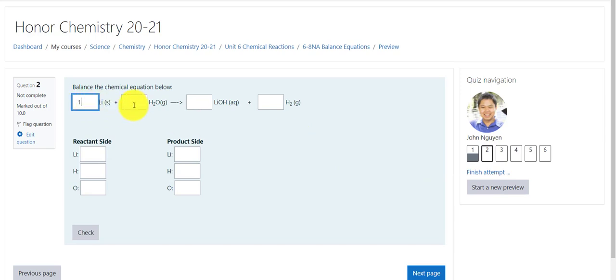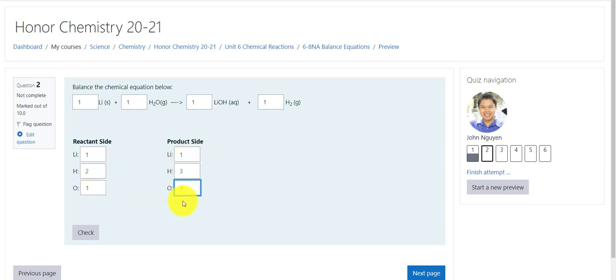Again, we are going to assume everything is 1, okay? And then we are going to count them. Lithium, just 1. Hydrogen, 2 times 1 is 2. Oxygen, well, 1 times 1 is 1. Okay, that's easy. Lithium, 1 times 1 is 1. Hydrogen, 1 times 1. We also have, I forgot to put a 1 here. We have 1 times 1 is 1, and 2 times 1 is what? 2. What's 1 plus 2? 3. And right here, we have oxygen. Well, 1 times 1 is 1. There you go. Notice how lithium is balanced.